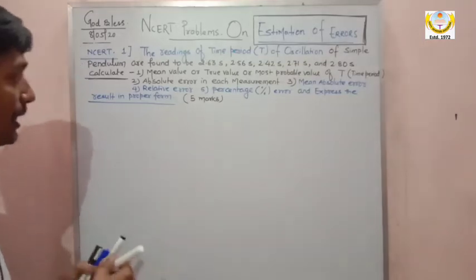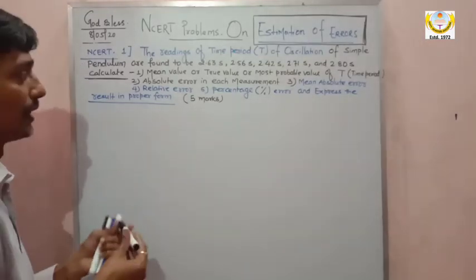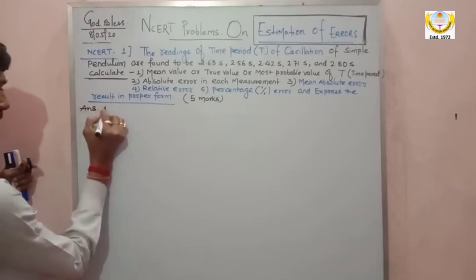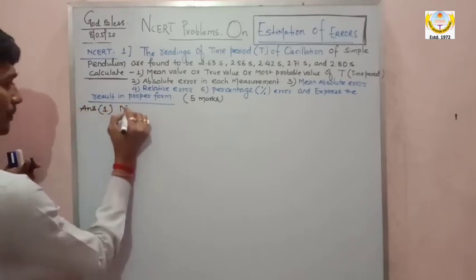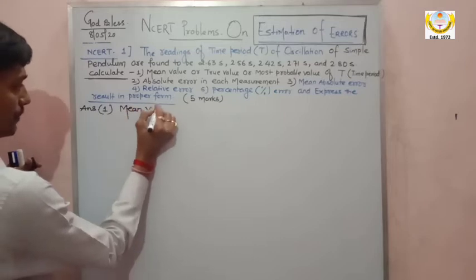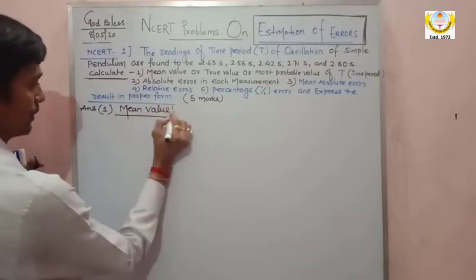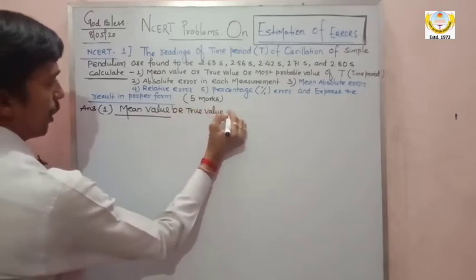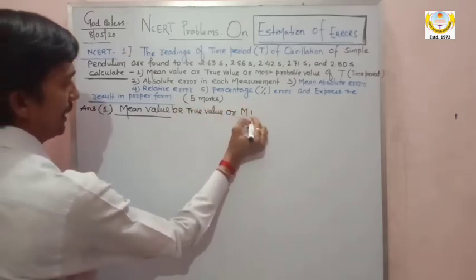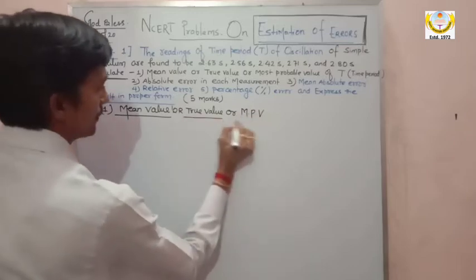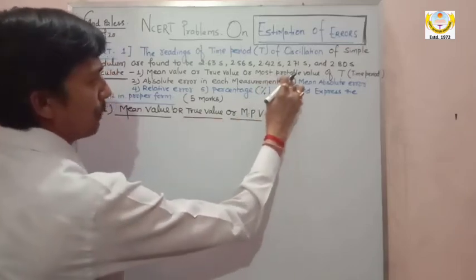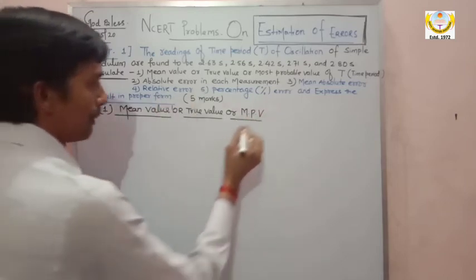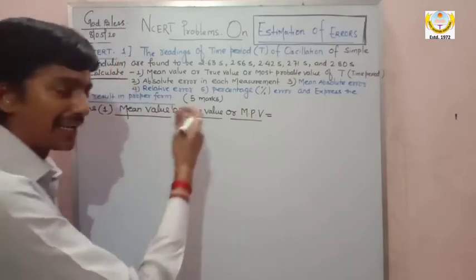So let's begin with the first part, that is, to calculate the mean value. So here I am starting. Answer. Mean value or true value or MPV. What is MPV? Most probable value. MPV, most probable value. So now here I will first define and then I will calculate.